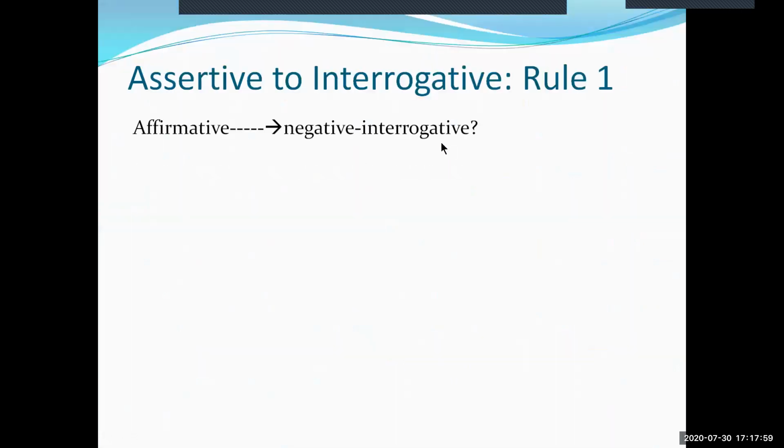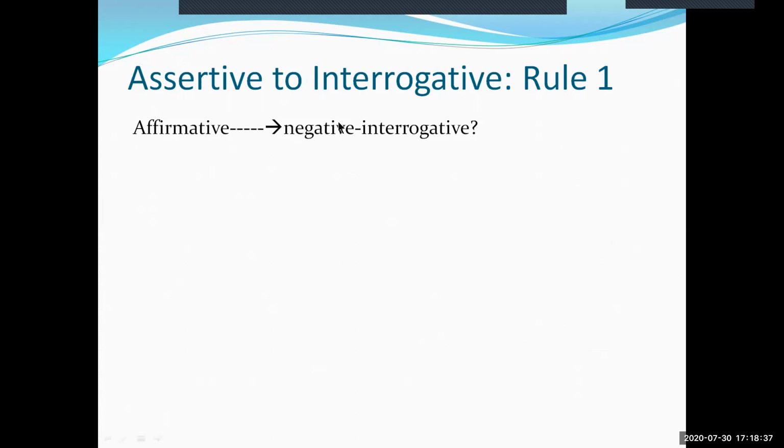The rule 1 is based on affirmative sentence. So you know that assertive sentences can be of two types. Type 1 is affirmative and type 2 is negative. To make a sentence interrogative, we need first to identify whether the assertive sentence is in affirmative or in negative. If the assertive sentence is in affirmative, then we have to make the sentence interrogative by making it negative interrogative.